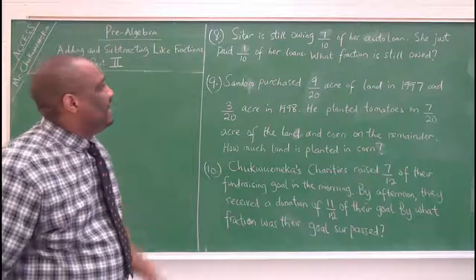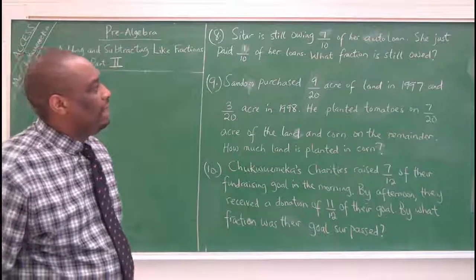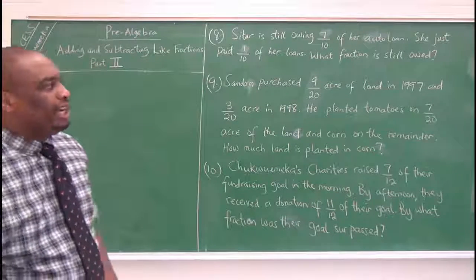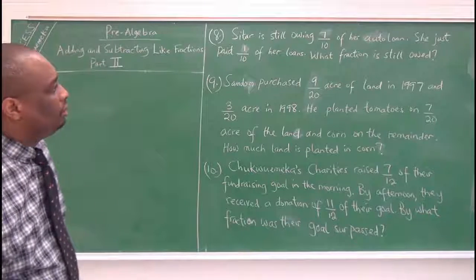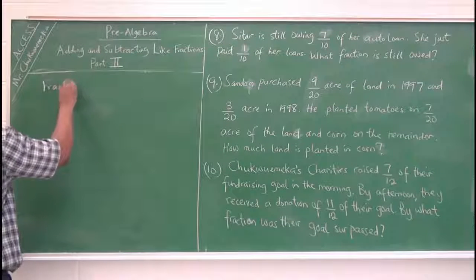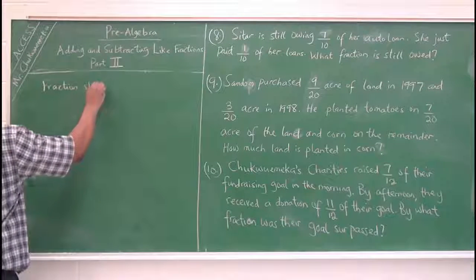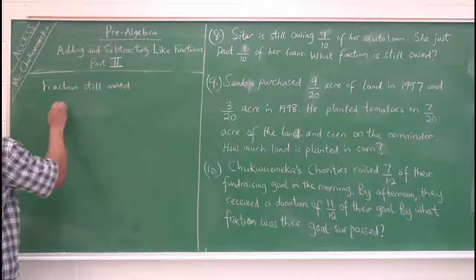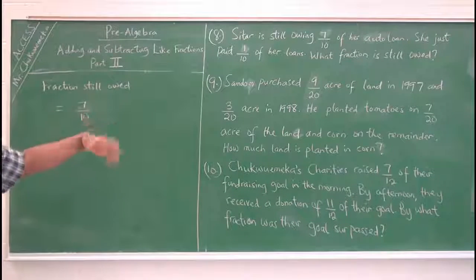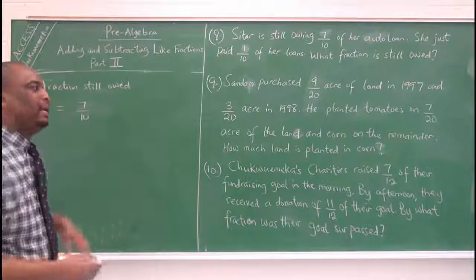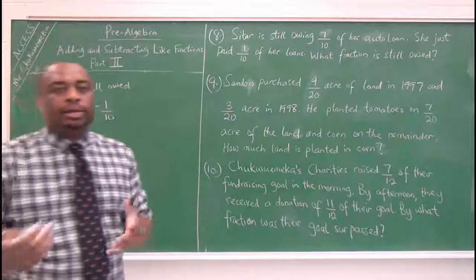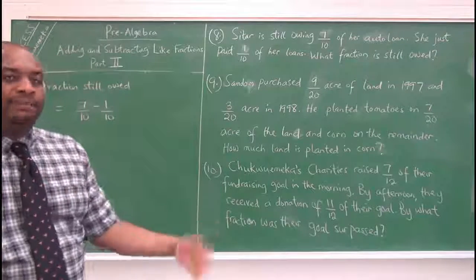Number 8. Sita is still owing 7 out of 10 of her auto loan. She just paid 1 out of 10 of her loans. What fraction is still owed? The fraction still owed would be 7 out of 10, because this is the fraction she is still owing, and then she just paid 1 out of 10 from it. So this is 7 out of 10 minus 1 out of 10.